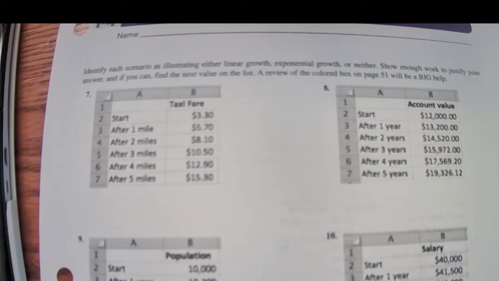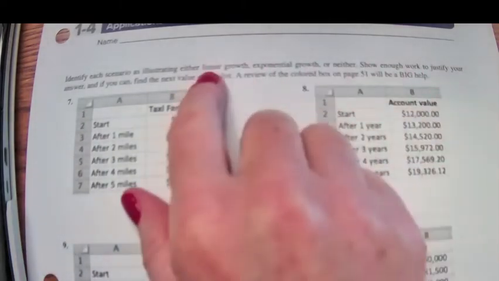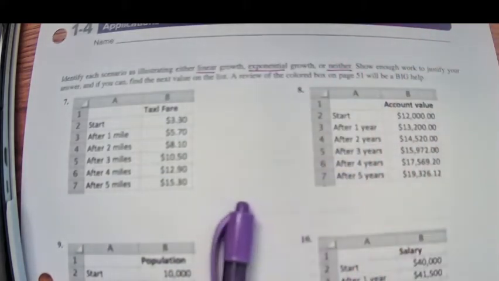Continuing with section 1.4, we have 5 different scenarios where numbers are increasing, and the question is: is the growth linear? Is the growth exponential or neither? It's either linear or exponential or neither. Linear means it goes up by the same amount every year.